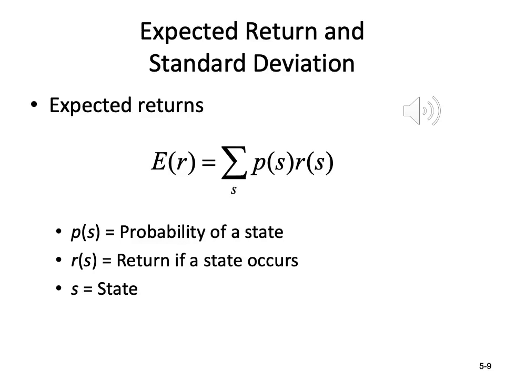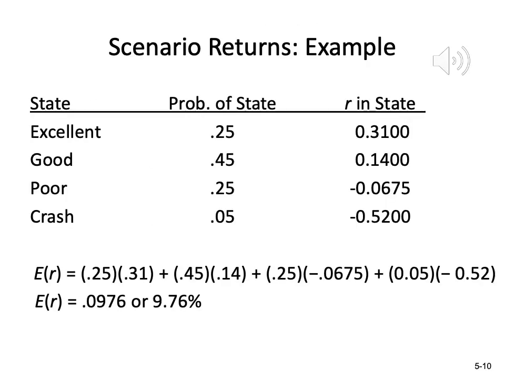RS is the return if a state occurs. S is state. I'm going to use this example to illustrate how we use the previous slide's formula to calculate the expected return. Now we have a stock here. In 4 different states, we will have different returns.